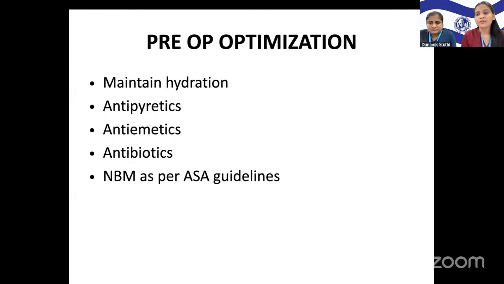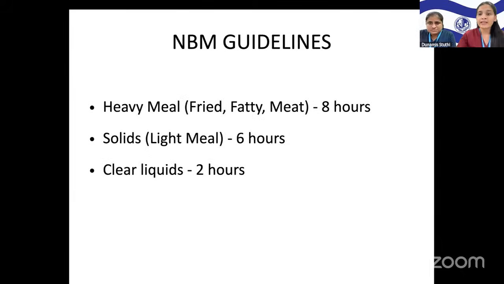Antibiotics, the first line of drugs in pregnancy would be cephalosporins, as we will have to avoid tetracyclines and aminoglycosides, which can be teratogenic. NBM, as per ASA guidelines, has to be maintained. For a heavy meal of fried, fatty, or meat, it has to be 8 hours. For solids with a light meal, it has to be 6 hours. For clear liquids, it has to be 2 hours.